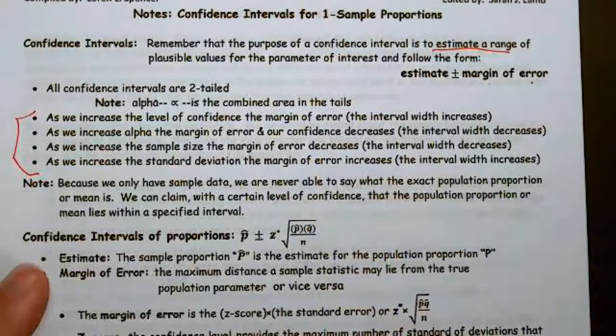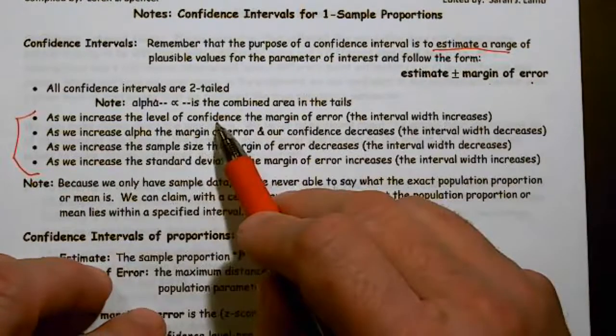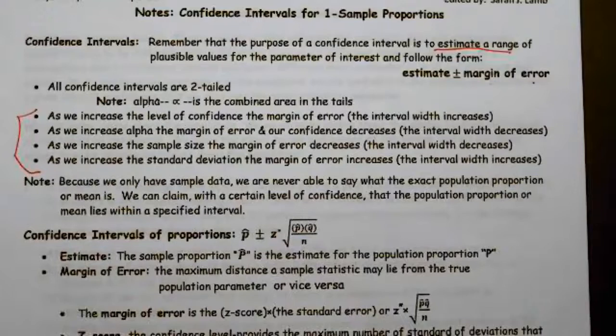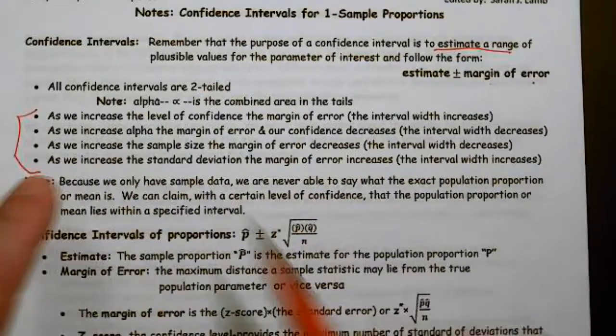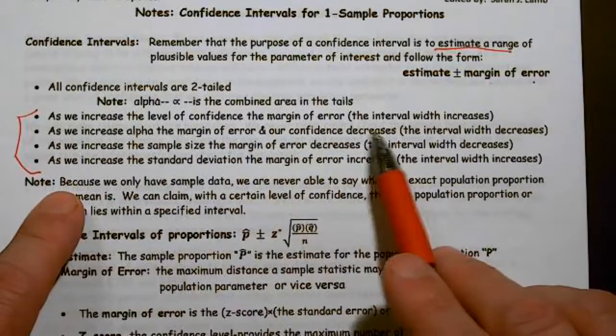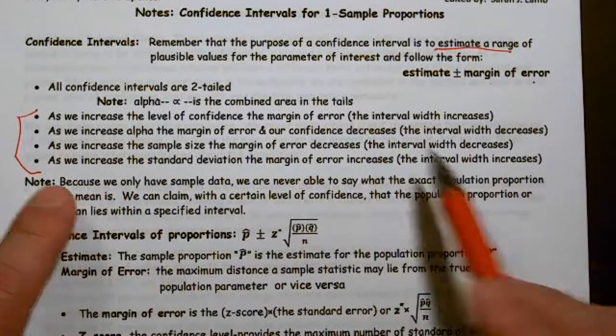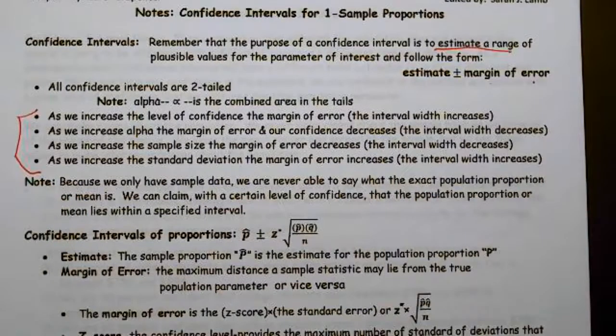As we increase the level of confidence, margin of error or the width will increase. So if we increase the confidence level, the interval width will increase, as will the margin of error. As we increase alpha, the margin of error and our confidence decreases, the interval width gets smaller, all right? Because there's more area in the tails, and more area in the tails means our interval width gets smaller.